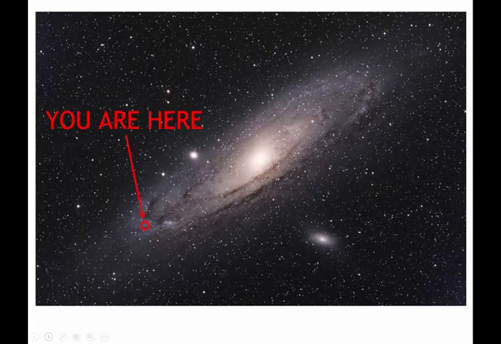Again, this is not a picture of our Milky Way galaxy, but it's a picture of a galaxy similar to ours. And if the heart, or the center, of the galaxy is right here, we are about 2/3 of the way out from the center. So we are on an outside arm of the Milky Way galaxy.